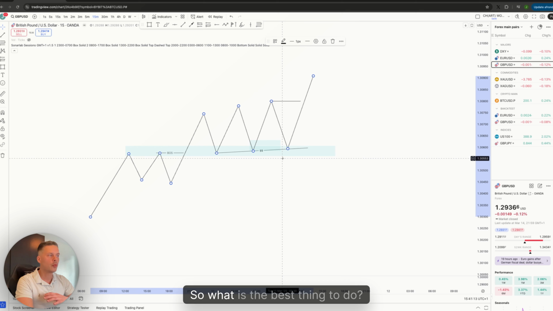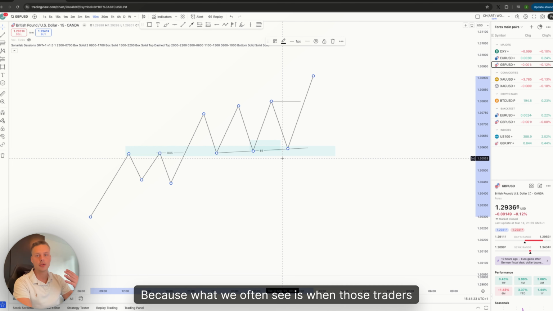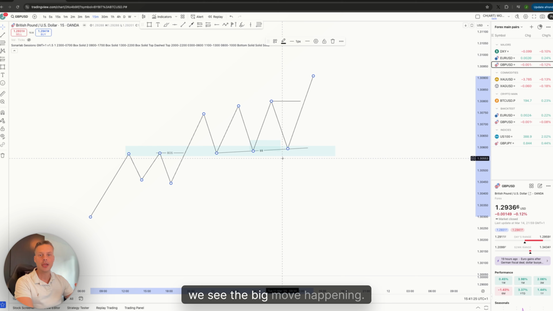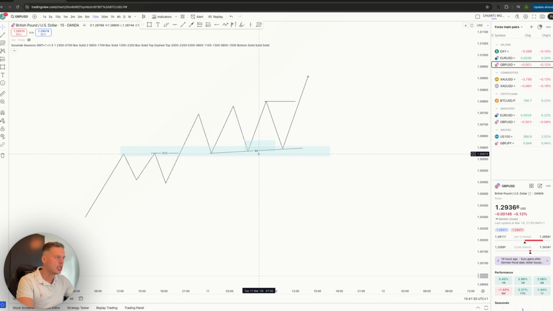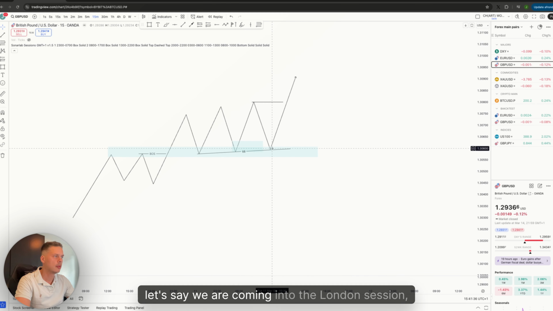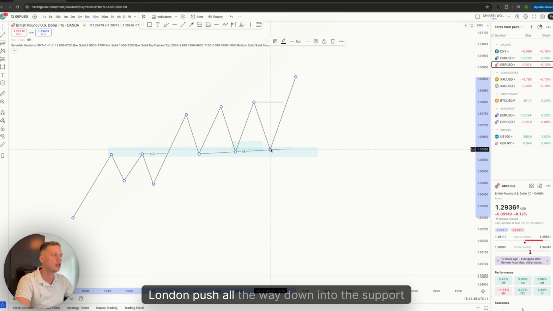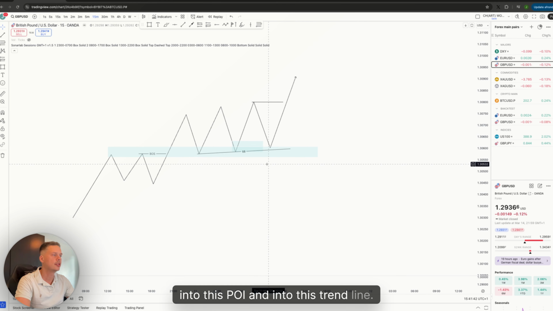So what is the best thing to do? Well, the best thing to do is to wait for all those traders to be taken out, because what we often see is when those traders are taken out, we see the big move happening. All right, an example. So who's getting involved, right? What we can see for this type of price action, let's say we are coming into the London session, London push all the way down into the support zone, into this POI and into this trend line.